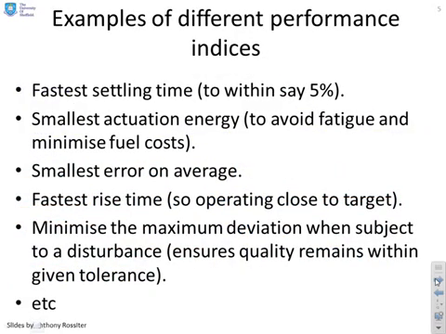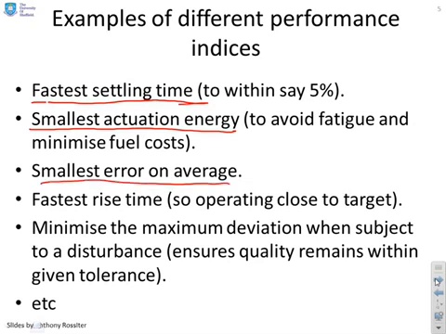So what are the different indices that you might choose to use? You might say, right, I'm going to define best as the one which has the fastest settling time. Or I'm going to use it as the one that has the smallest actuation energy in order to avoid fatigue and minimize fuel costs. Or I might say the one that has the smallest error on average. Or the one that has the fastest rise time so that I get close to the target as quickly as possible.